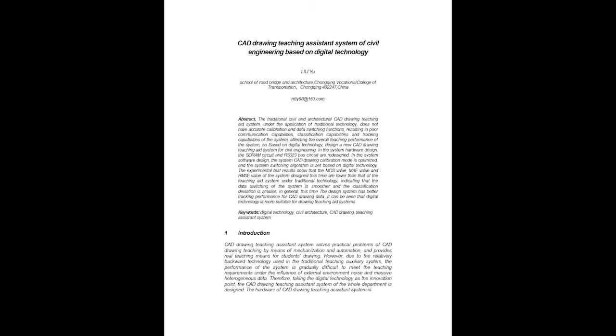Abstract. The traditional civil architecture CAD joint teaching system, and the application of traditional technology, does not have accurate calculation and data switching functions, resulting in poor communication capabilities, classification capabilities, and tracking capabilities of the system, affecting the teaching performance of the system.